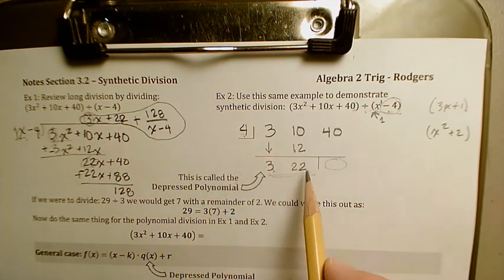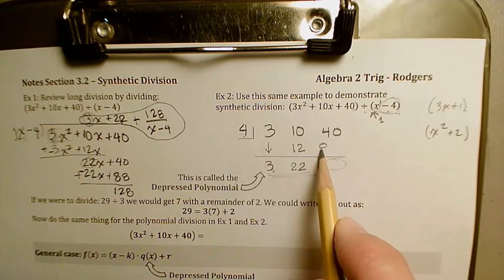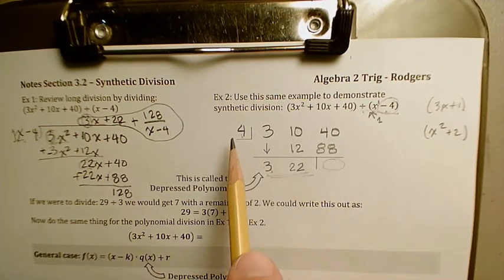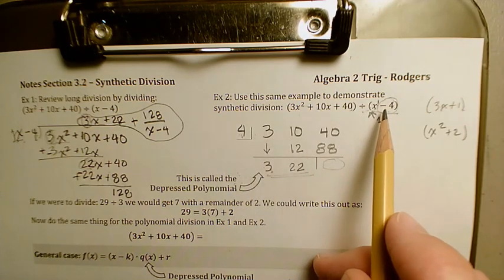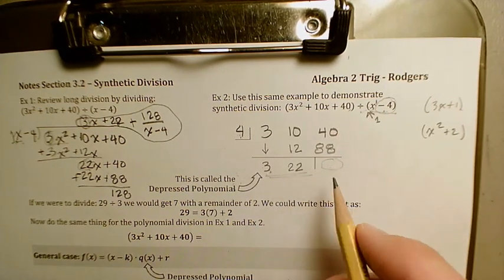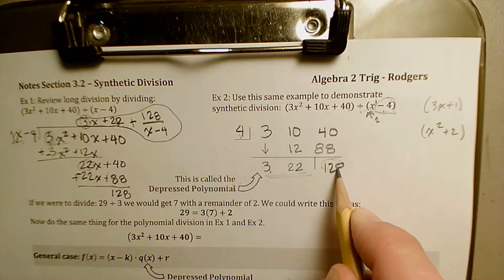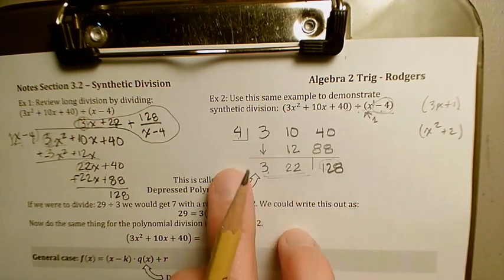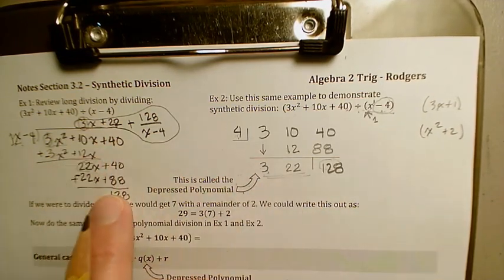Okay, now I multiply again. That gave me 88. Again, I don't have to now do the opposite because I multiplied by 4, which is already the opposite. Okay, I add, that's 128. Now, you might say, well, that didn't take any less time. Well, I mean, because I'm explaining everything. But yes, this is much quicker than doing all of this.